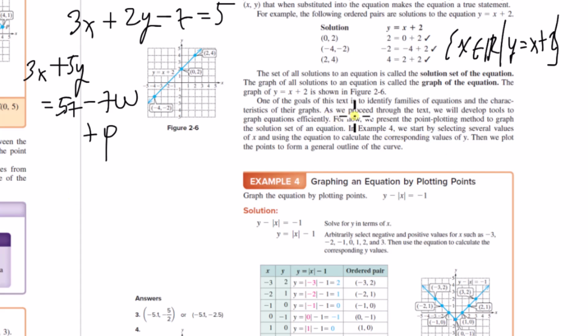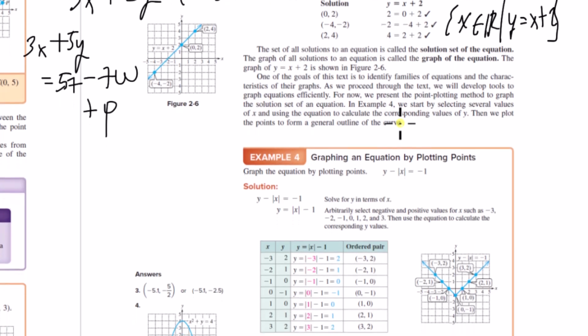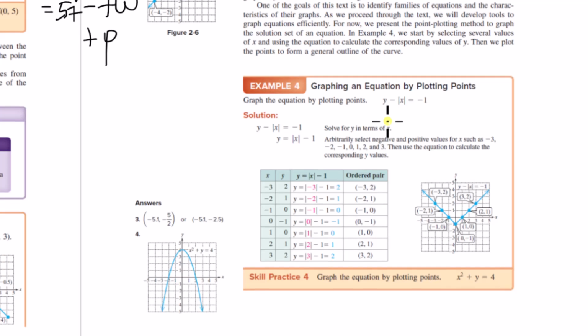Okay, so as it says, as we proceed through the text, we're going to develop tools and tricks to graph equations faster and more efficiently and with intuitive tricks. But right now, we're just doing the point plotting method to get used to the fundamentals of what we're doing here. What they want to do is give us an equation and say, okay, pick an x, solve for y, pick another x, solve for y, pick a y, solve for x, get like 7 or 8 points, plot all the points, and then connect the dots. That's the fundamental way you graph an equation. But again, as we proceed through the text, we're not going to always be doing it that way.